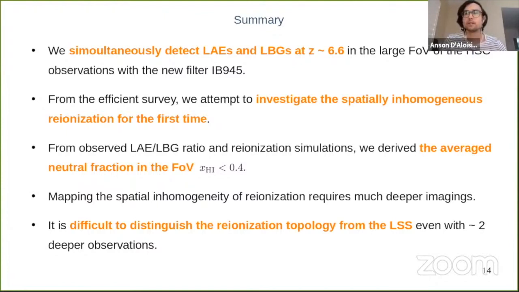Have you measured a two-point correlation function of LAEs and LBGs? I haven't measured it, but I think it's interesting.